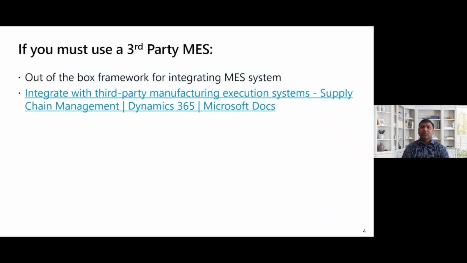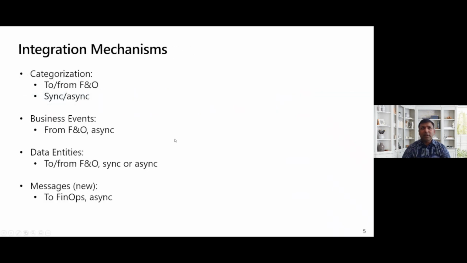But if we run into a scenario where out-of-the-box functionality is not really the best option, then we must integrate with another MES system. Instead of customizing everything and building the APIs in D365, we have now enabled an out-of-the-box framework and APIs that can help you easily integrate your manufacturing execution system with D365. Here's a link which you can open to take a look at the full documentation that we have published. But let's look a little bit at the mechanisms around integration.